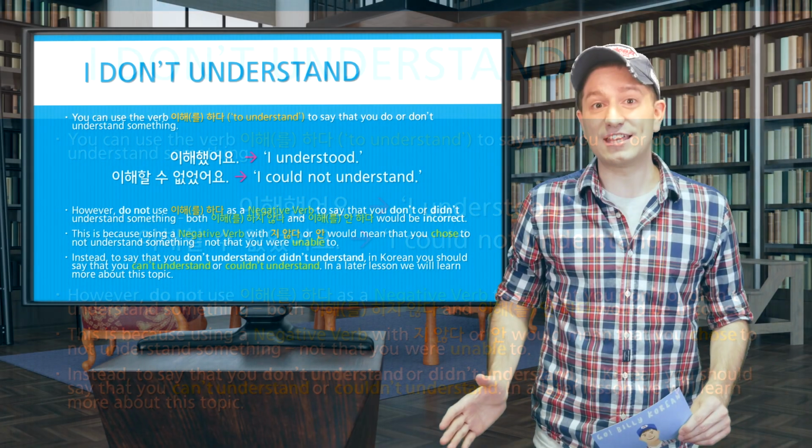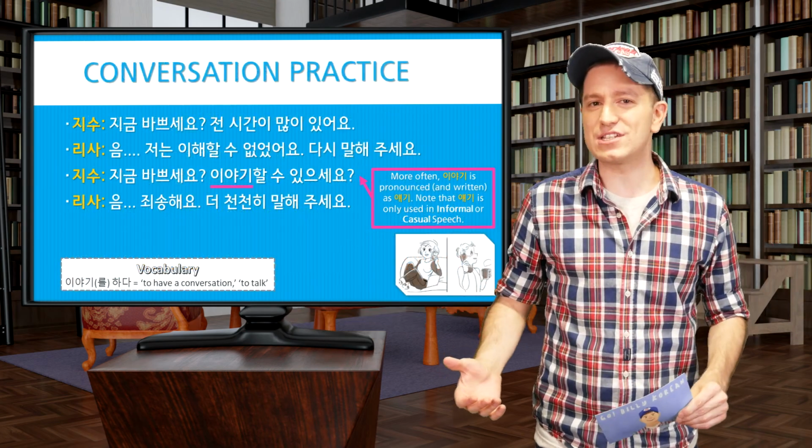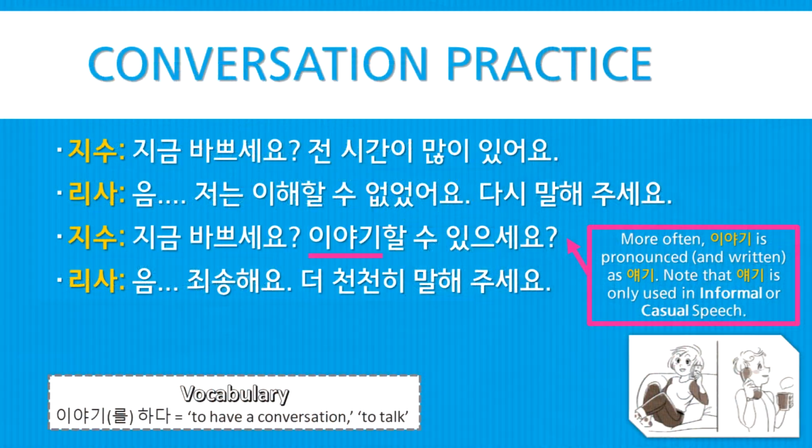So now let's take everything that we've learned and put it together in a short conversation practice between two people, Jisoo and Lisa. First, Jisoo says, 지금 바쁘세요? Are you busy now? 전 시간이 많이 있어요. I have a lot of time. 저는 이해할 수 없었어요. I couldn't understand. 다시 말해주세요. Please say it again. 지금 바쁘세요? Are you busy now? 얘기할 수 있으세요? Can you talk now?